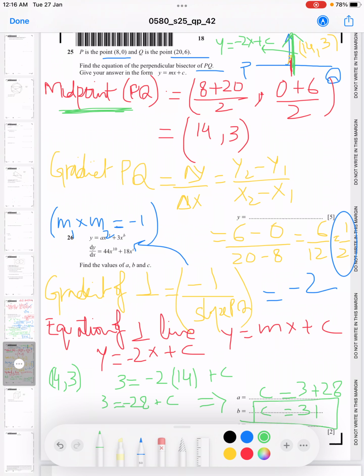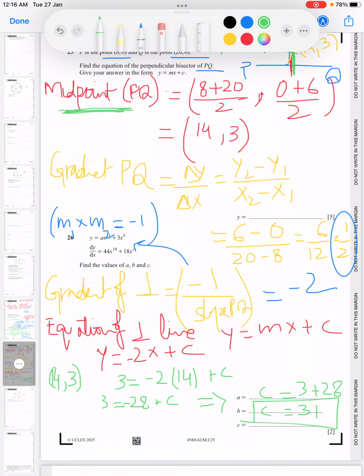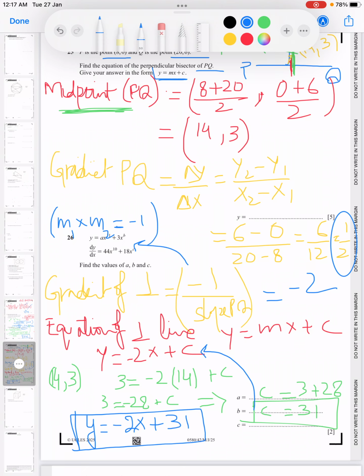Okay, now this is c and this is given, so just put it here. What you get, y equals minus 2x plus 31, and we get the equation of the perpendicular bisector, and it is exactly in this form that they are asking us in the question, this one.